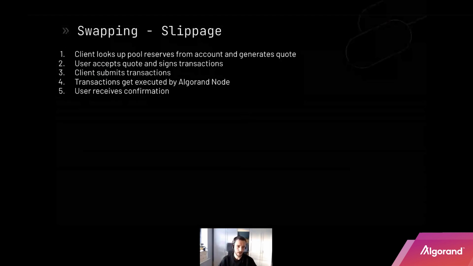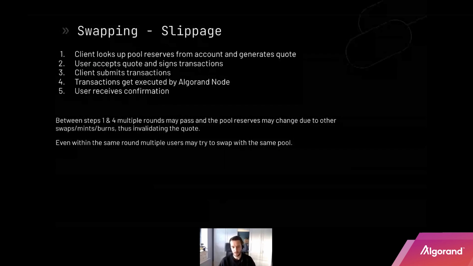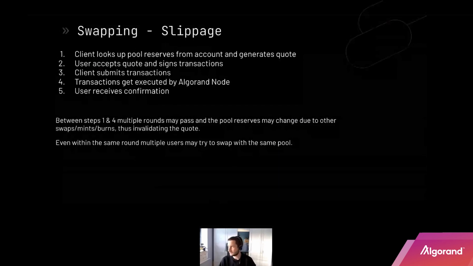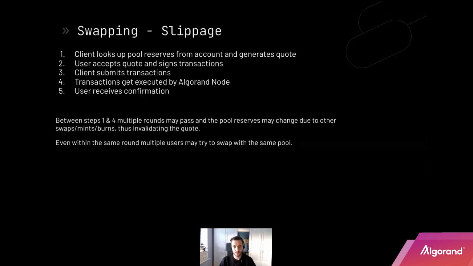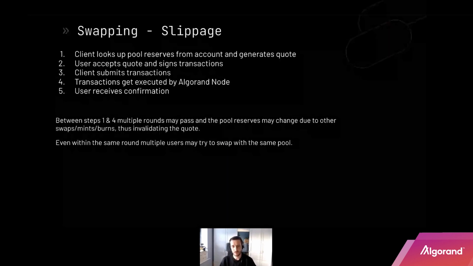Okay. But between steps 1 and 4, multiple rounds may have passed. The user may have kind of hummed and hawed about making their transaction. They weren't sure if they wanted to confirm it or not. They may have left the window open for a while and they come back. Or even in the space of a few seconds, the pool reserves might change because of other activity that happens on the pool. So if anyone else makes a swap or adds liquidity or removes liquidity, then the pool reserves change and the quote is no longer valid.